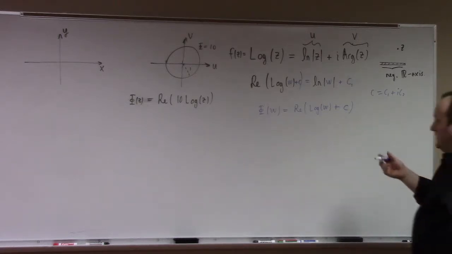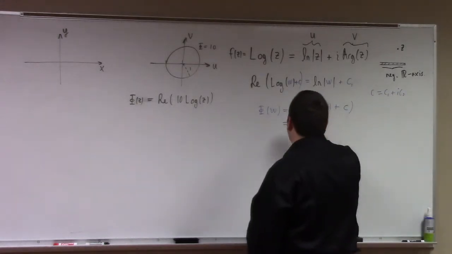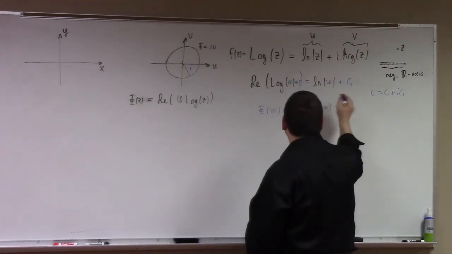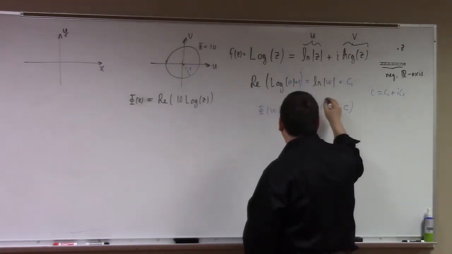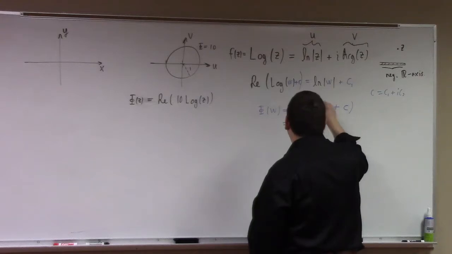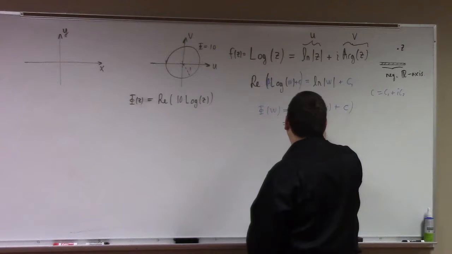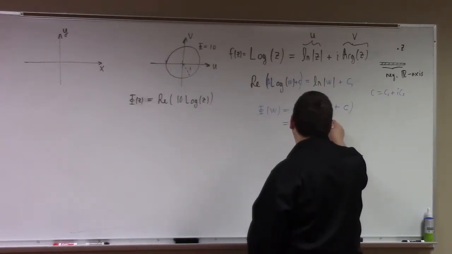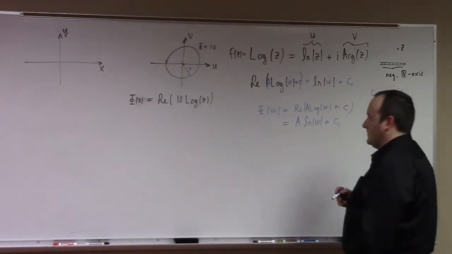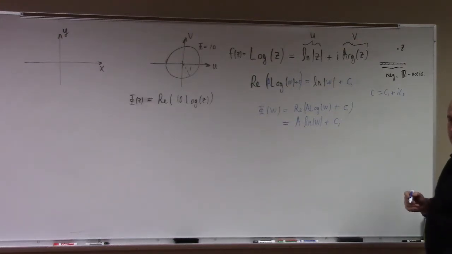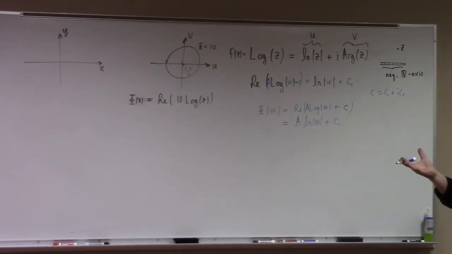So what would that be? That would be, and I lost my R. You could put an A there instead of R, right? I'll put an A. So we get A, natural log, the absolute value of W, plus C1, right? But I think we can choose A and C1 such that the value of phi is a constant of 10 all around the unit circle.